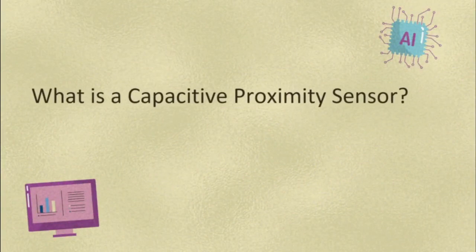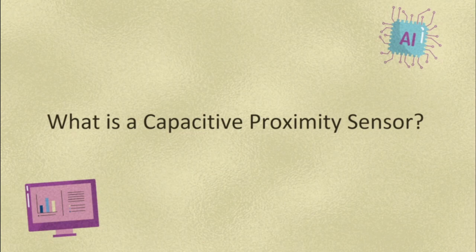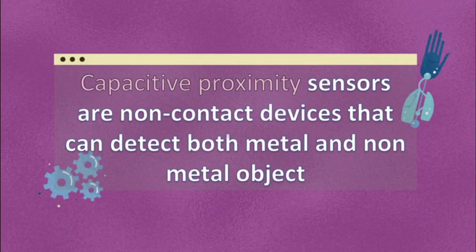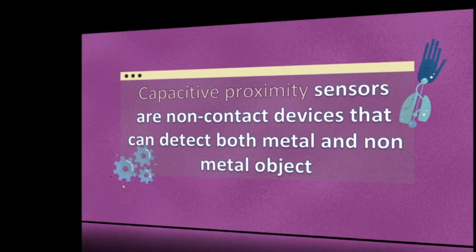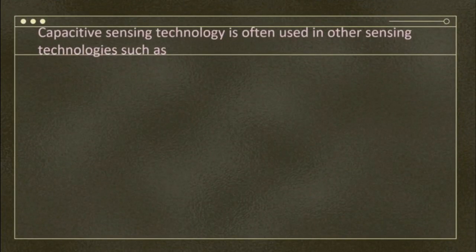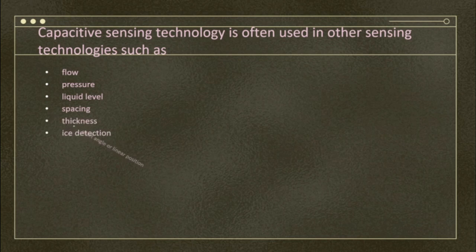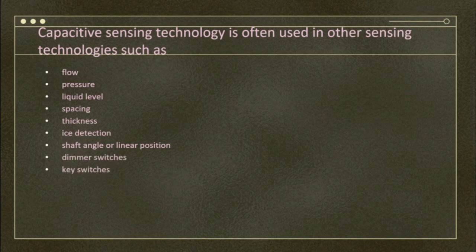And now, what is a capacitive proximity sensor? Capacitive proximity sensors are non-contact devices that can detect both metal and non-metal objects. Capacitive sensing technology is often used in other sensing applications such as flow, pressure, liquid level, spacing, thickness, ice detection, shaft angle or linear position, dimmer switches, key switches, XY tablets, and accelerometers.